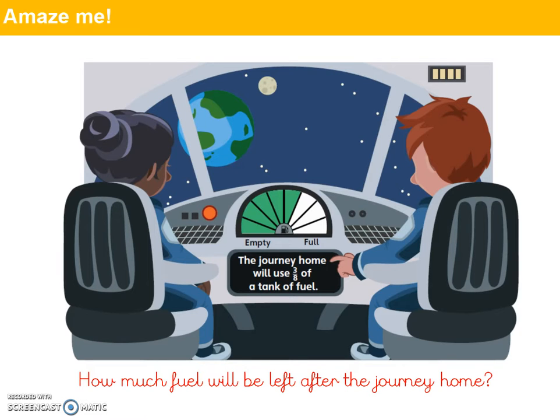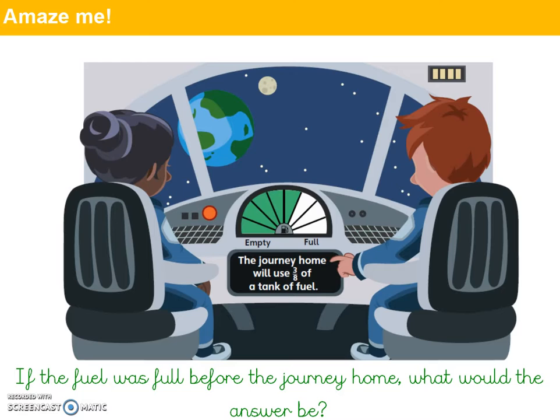When we look at question 1b, we're asked, if the fuel was full before the journey home, what would the answer be? We can use exactly the same method, exactly the same strategy, but this time we're thinking that the fuel is going to be full. So be thinking again what that gauge would look like and how we're going to do that. Will there be more fuel? Will there be less fuel? What strategy will you be able to use?